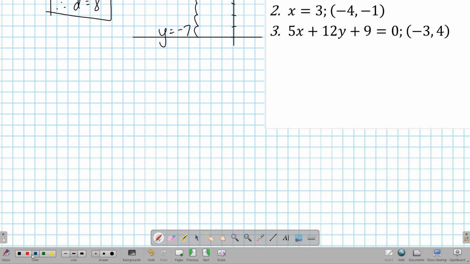So in number 2, what is the distance between the line x equals 3 and the point negative 4, negative 1? So since we know it's automatically x equals a non-zero constant, therefore this is a vertical line. And if it's a vertical line, then all we need to do is find the difference between this number here and the abscissa. So therefore, the distance will be equal to -4 minus 3. And that would be equal to -7.